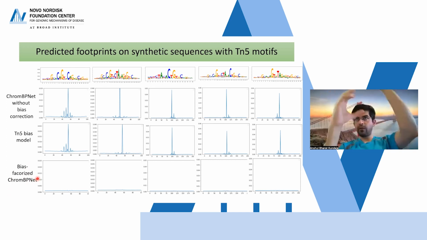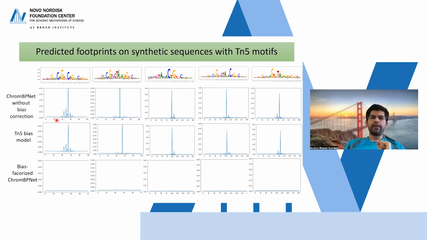The deconvolved TF head, the one that's supposed to only learn biology with no bias. Now, if you take these motifs and you insert them into random sequences and you look at the predictions of the models, 3 different models, you see that ChromBPNet without bias predicts a big spike. The Tn5 bias model predicts a big spike, which is exactly the Tn5 bias, which is exactly like the ChromBPNet model without bias correction.